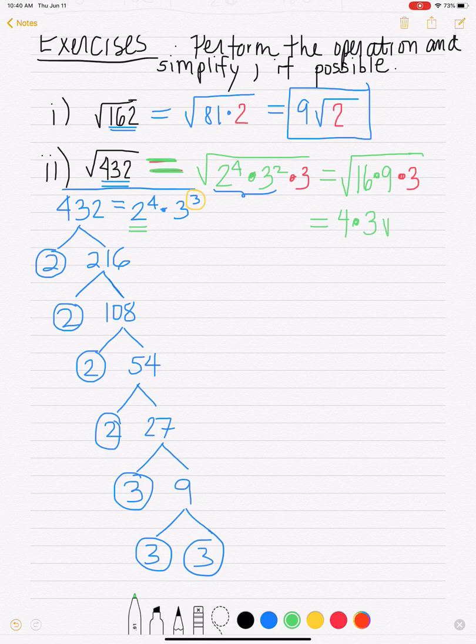Now, who has to stay in jail? Well, that red 3 has to stay in jail. He doesn't get out of jail because he's not a perfect square. So to simplify this, we're going to do that 4 times 3 in front of the radical. 4 times 3 is 12. So 12 square root of 3 is going to be your final answer. There are a number of ways to do this, but this is one nice way.